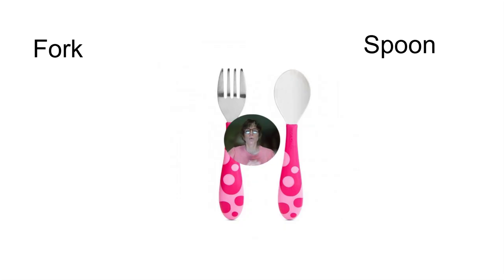Spoon. With your dominant hand, you're going to make a U hand shape. Your non-dominant hand is the plate or the bowl. And then you're going to pretend like you're scooping and you put it to your mouth. You do it just once. Spoon.